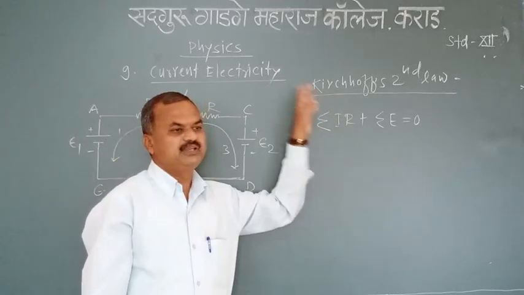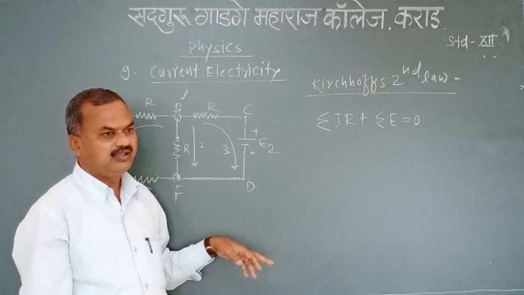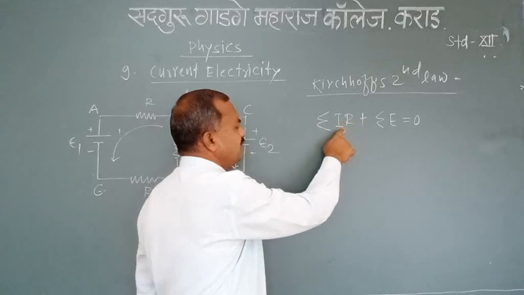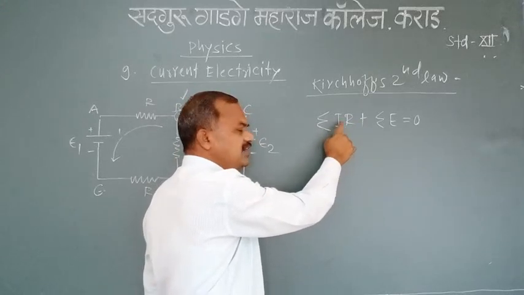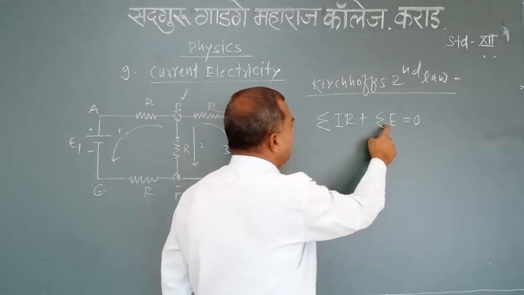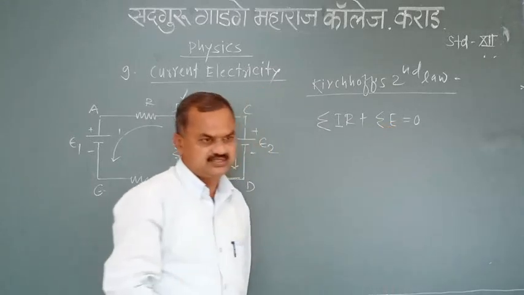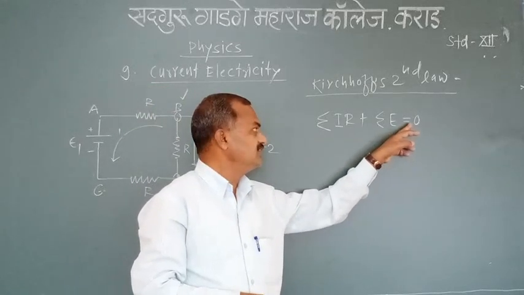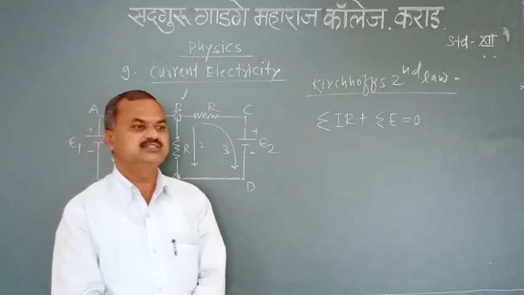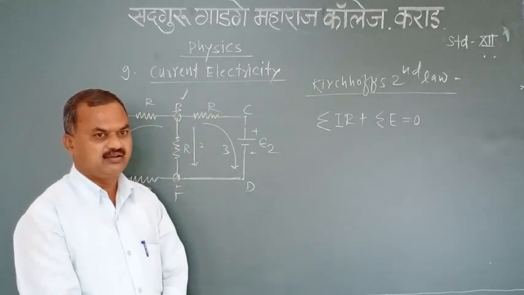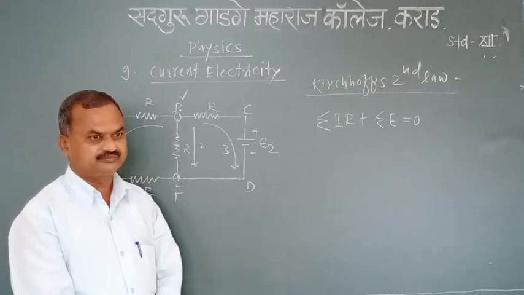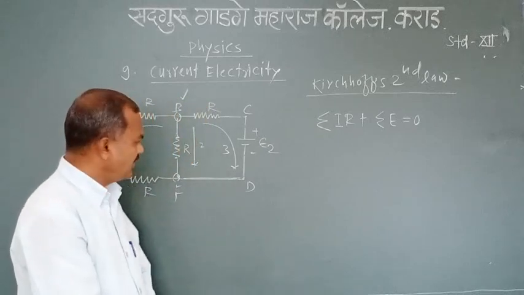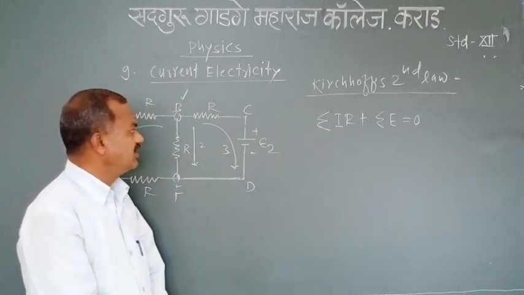This is a mathematical statement for Kirchhoff's second law. It states that the algebraic sum of potential differences, meaning the product of current and resistance, and electromotive forces, that is EMFs, in a closed loop in an electric circuit is always equal to 0. This is a statement for Kirchhoff's second law applicable for an electric network. While applying that law for any electrical network, we must know about the sign conventions.